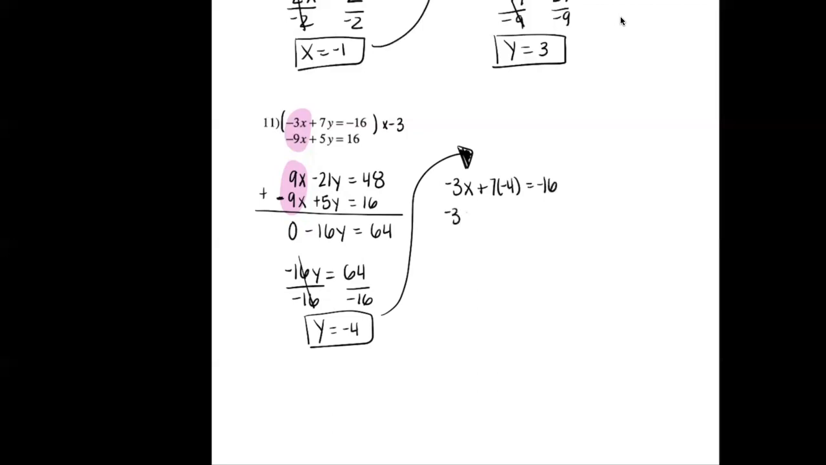So I end up with negative 3x minus 28 equals negative 16. I'm going to add 28 on both sides. So these will cancel out and I'll end up with negative 3x equals, let's see, 28 minus 16 is 12. So equals 12. Then I have to divide both sides by negative 3. And I end up with x equals negative 4.